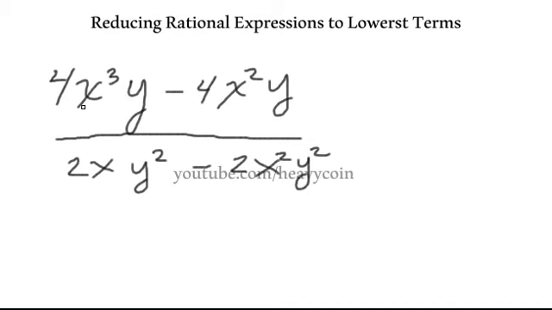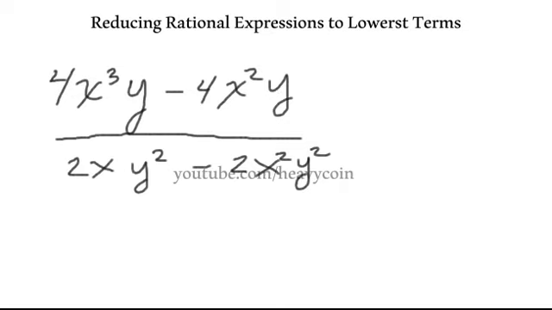So what we want to do is look up here in the numerator. What can we factor out? What's in both this part of the expression and this one over here? It looks like we can pull a 4 out. They both have 4's, and they both have x's, and they both have y's.